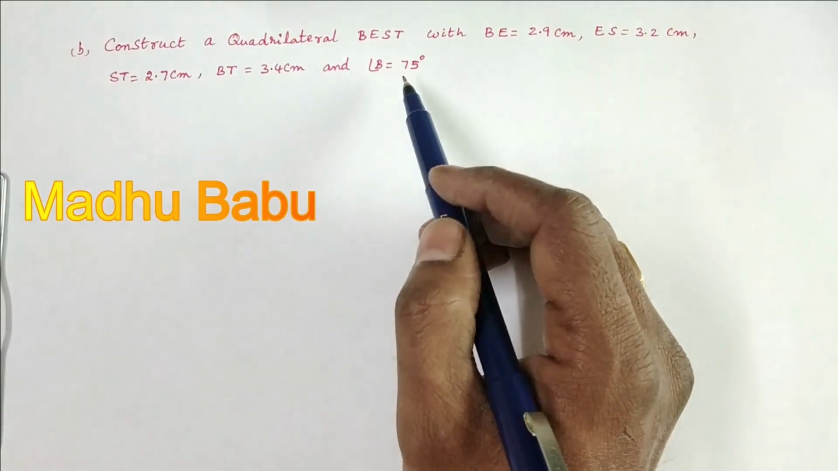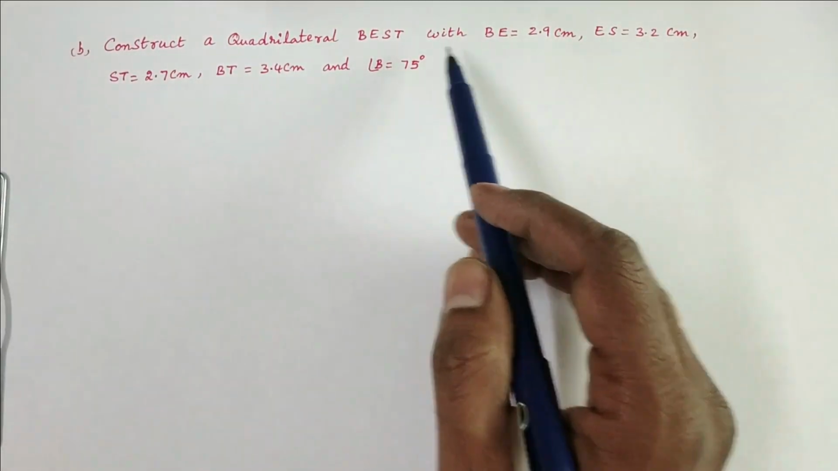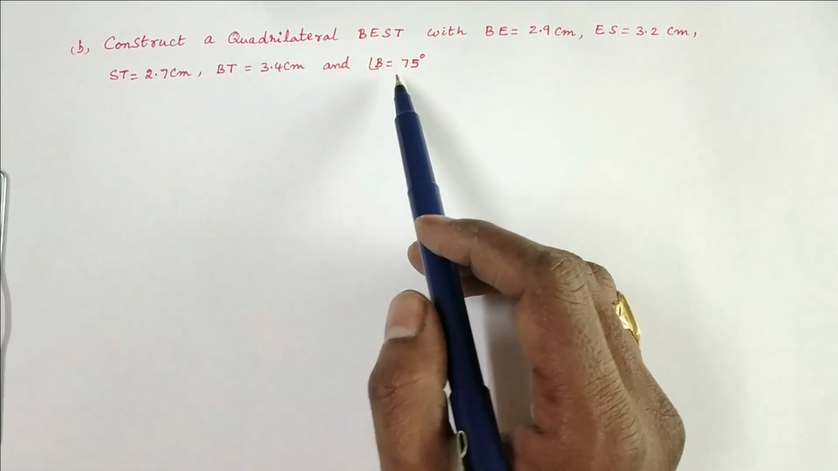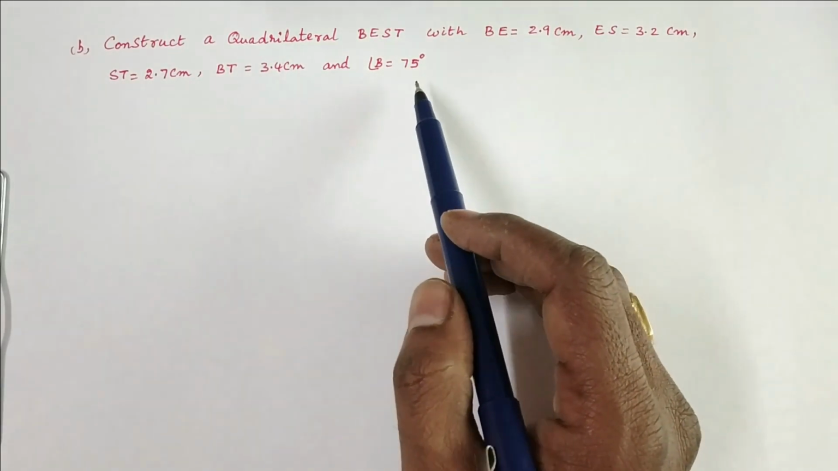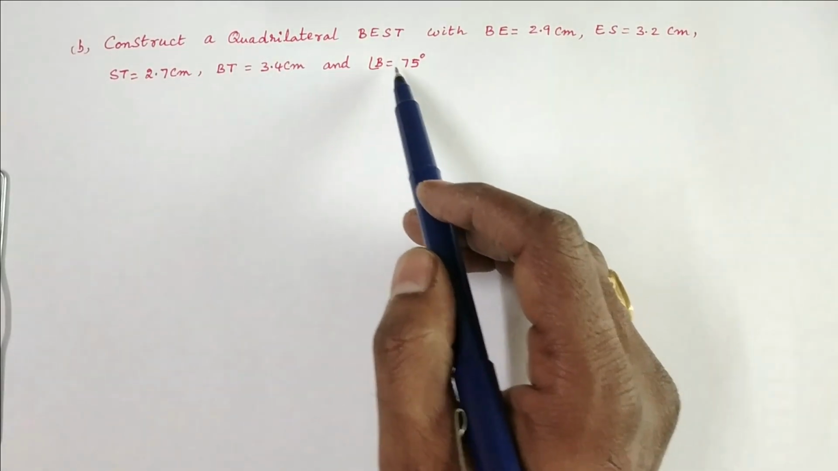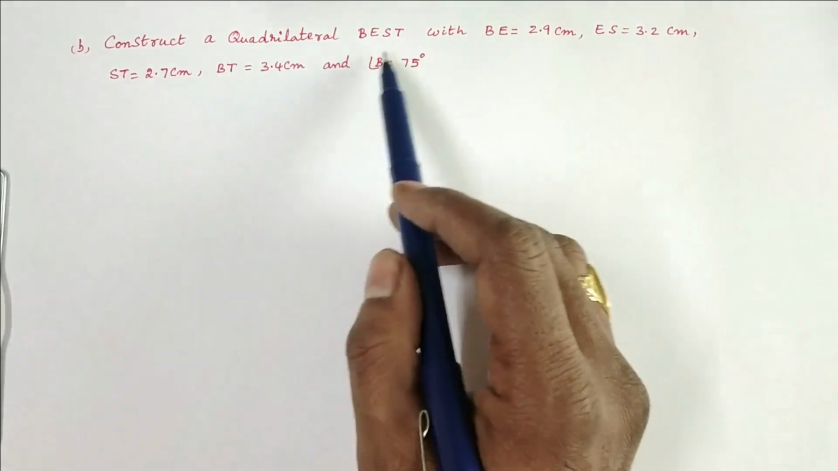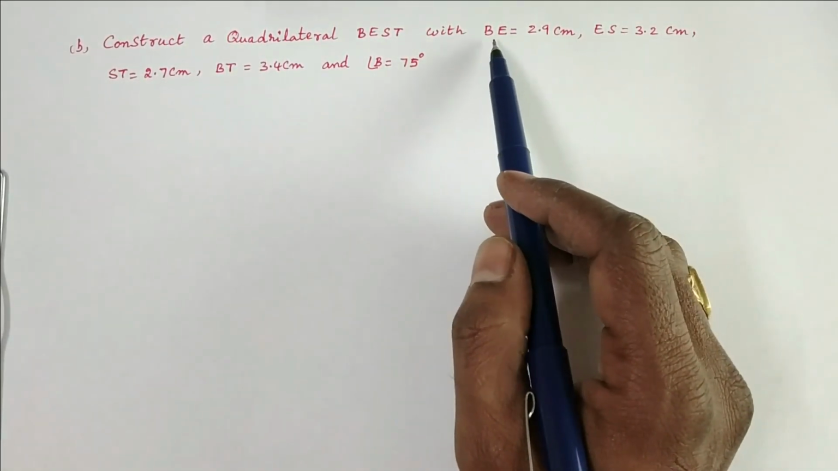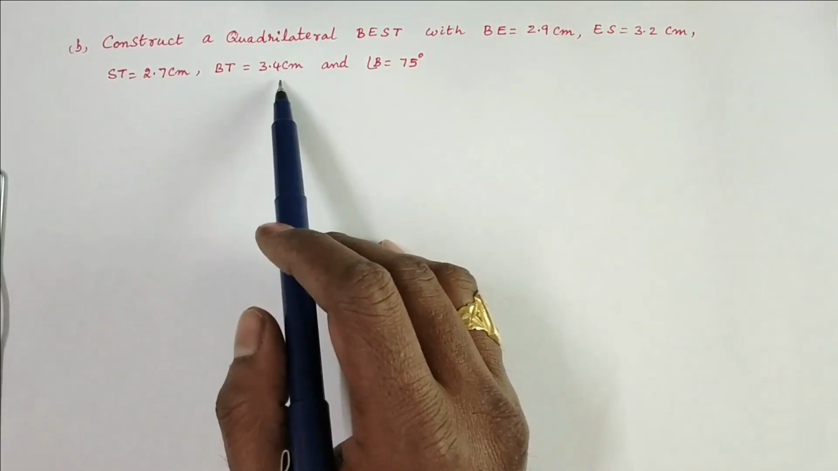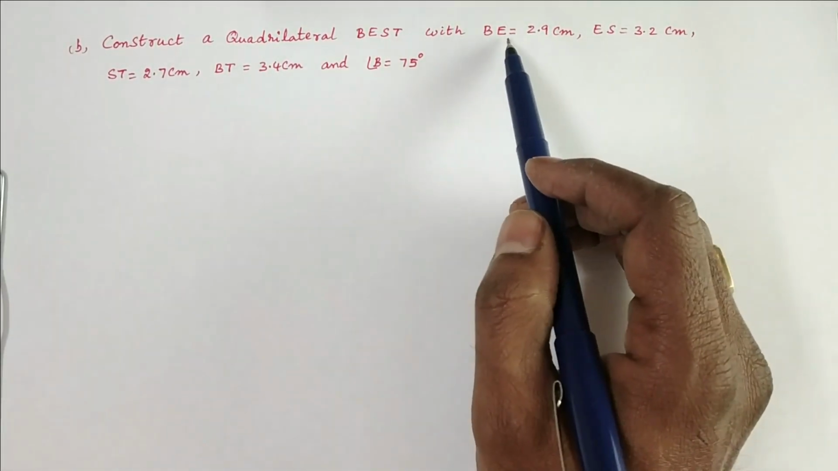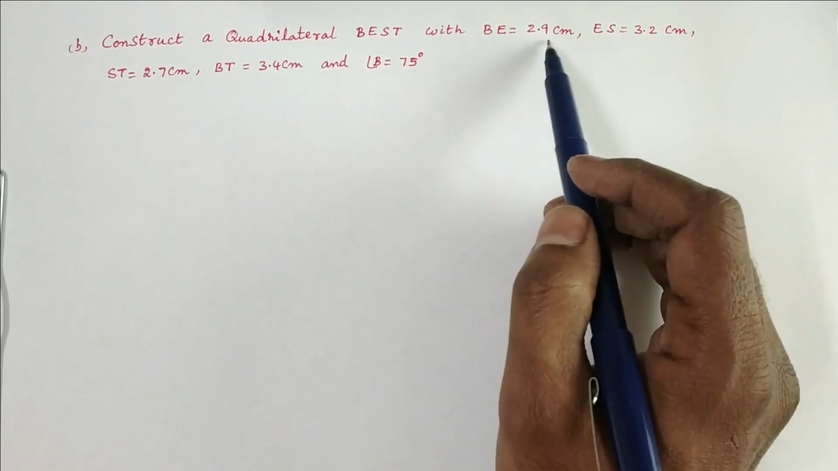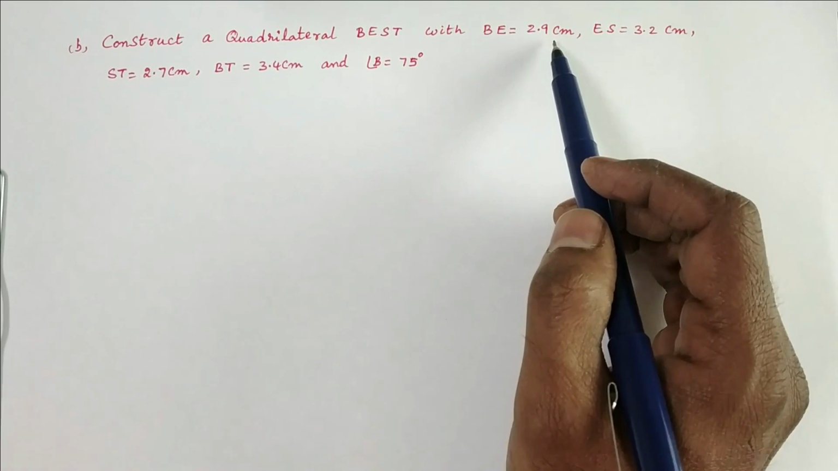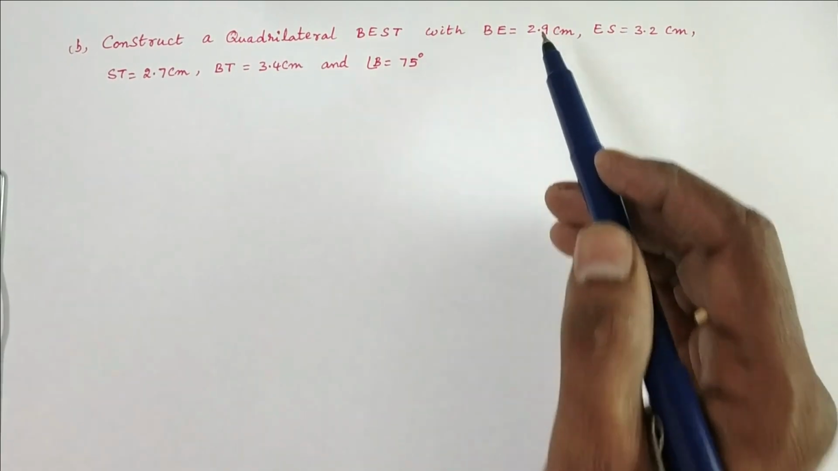So let us go to analysis. Here 5 measurements are given: 1, 2, 3, 4, 5. So we can construct easily. But the given angle is angle B, so the included side is BE or BT. So it is better to take BE as a base. So take BE equals 2.9 centimeters as a base.